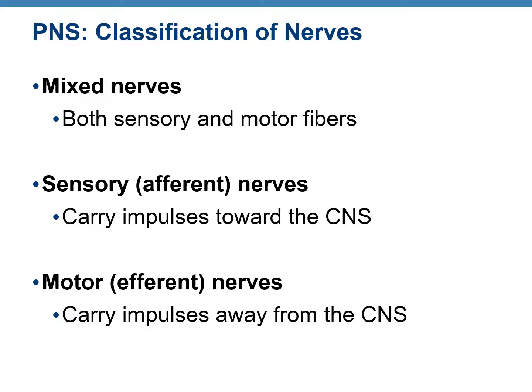Nerves can be classified into three categories. The first one is sensory or the afferent nerves. These nerves carry impulses or signals towards the CNS. The second category is motor or efferent nerves. These nerves carry impulses opposite to, or away from, the CNS. The third category is mixed nerves, which carry both sensory and motor fibers.